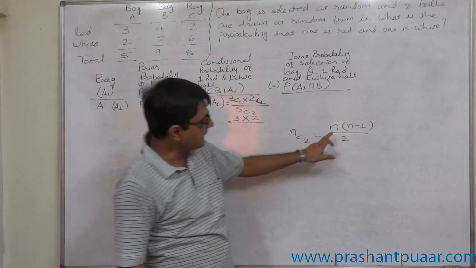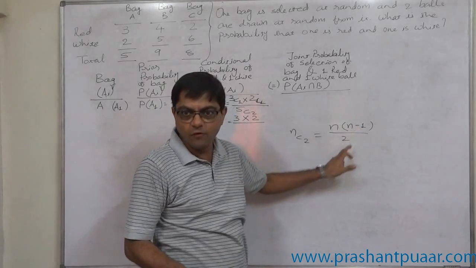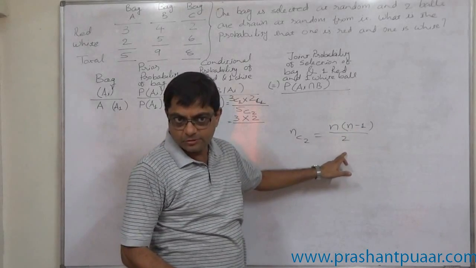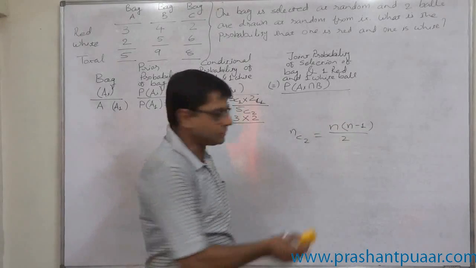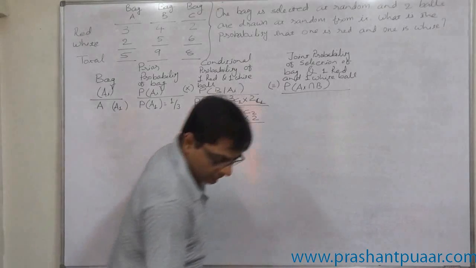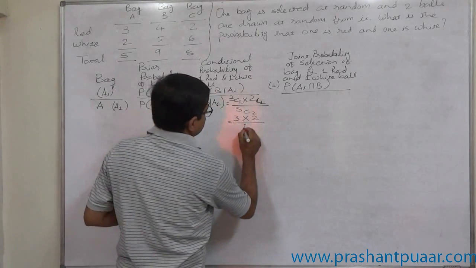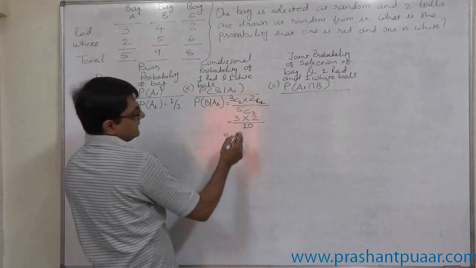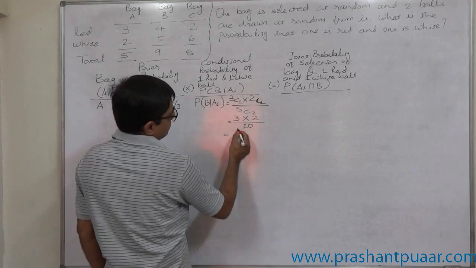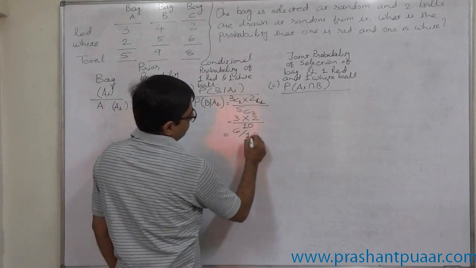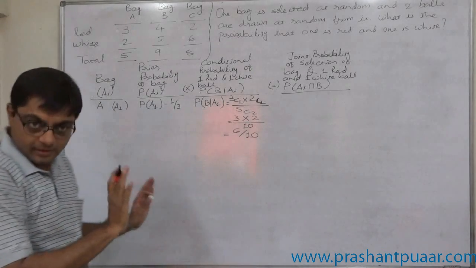5C2, that means it is a case of 5 into 4. Now divide 4 by 2. So it is 2. 5 into 2, it comes to 10. So 5C2 is 10. That means it is, say, 6 by 10. We are not going to simplify it now.